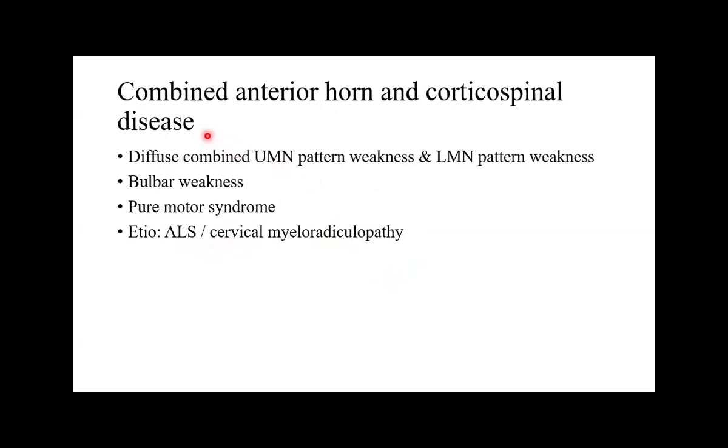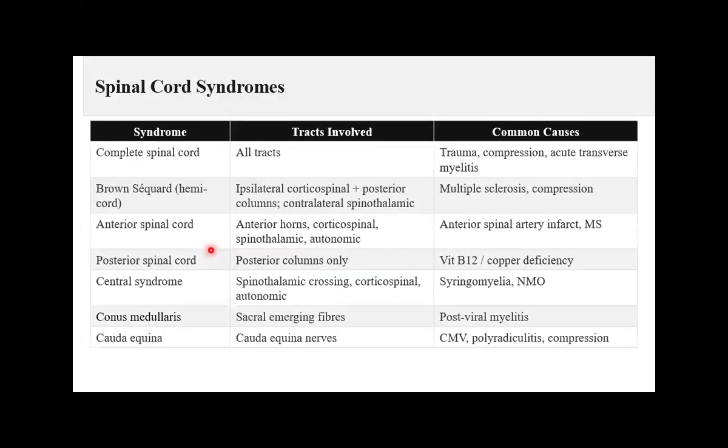Then next is a combined anterior horn and corticospinal disease. Here there is a combined UMN pattern weakness and LMN pattern weakness. In addition, there will be bulbar weakness, and this will be a pure motor syndrome. The classic example is amyotrophic lateral sclerosis. So these are the spinal cord syndromes which we discussed now.